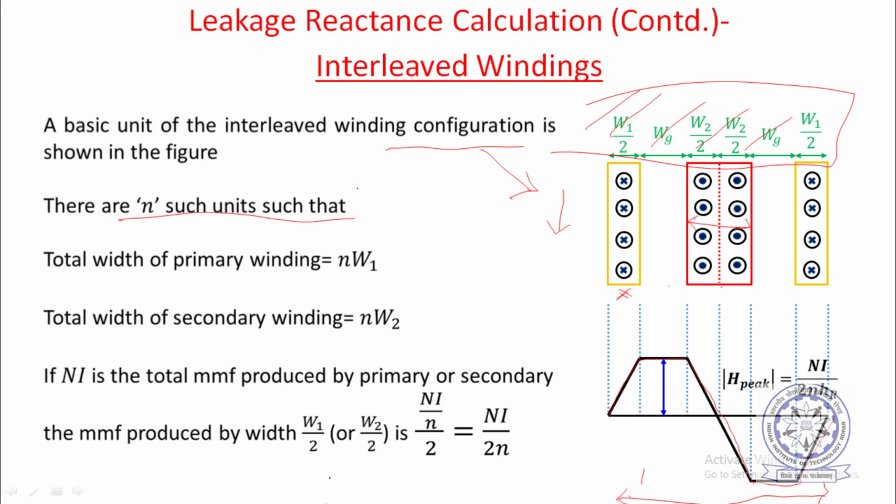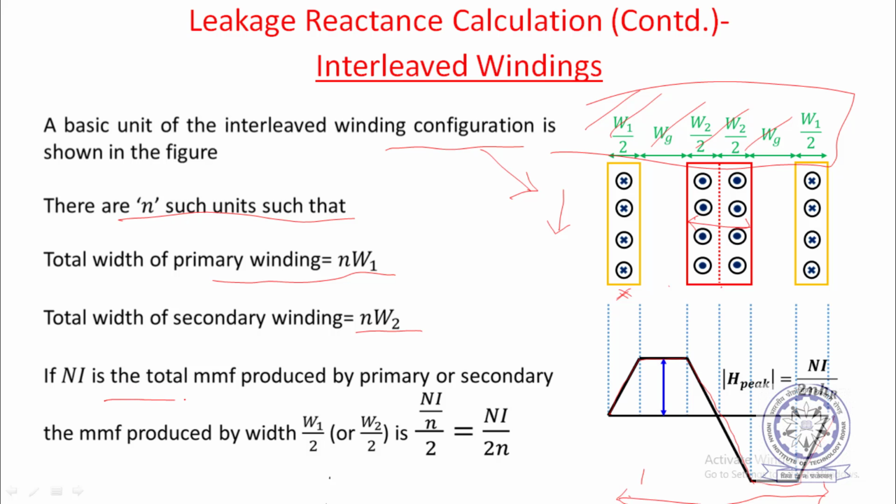Assume, for calculation purposes, that there are n such units. Then the total width of the primary winding is how much? NW1, because in each cycle there are two W1 by 2s, so it is W1. So the total width in the secondary winding is also NW2.